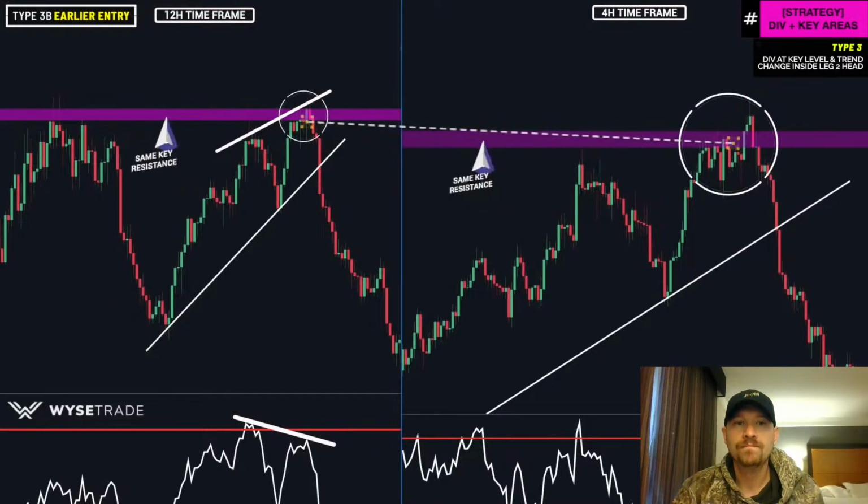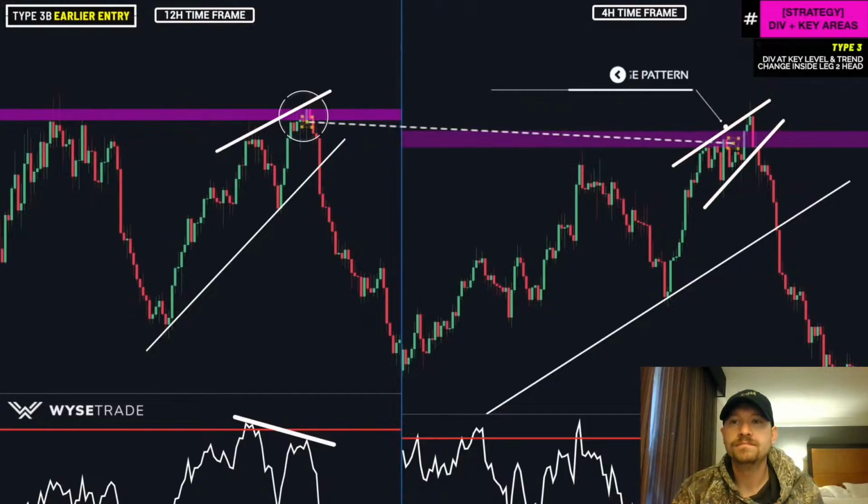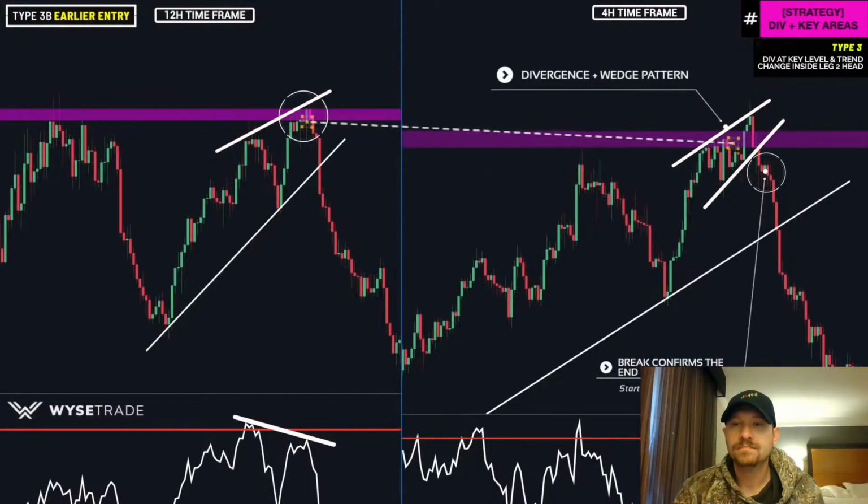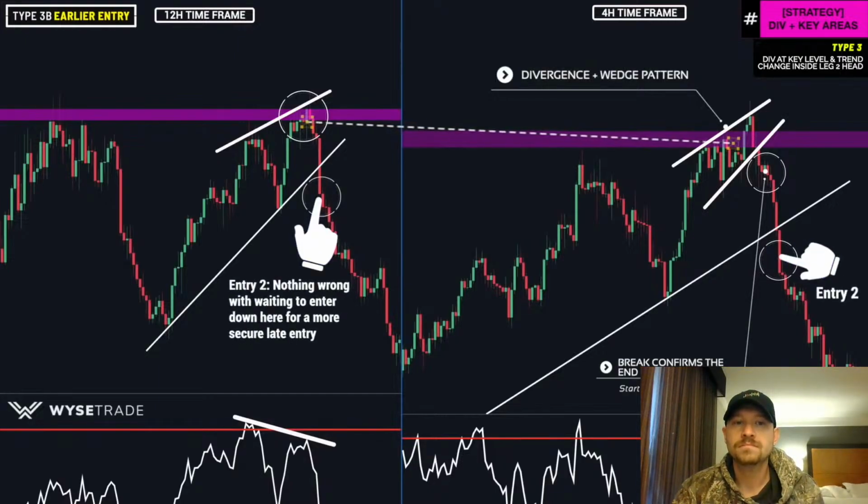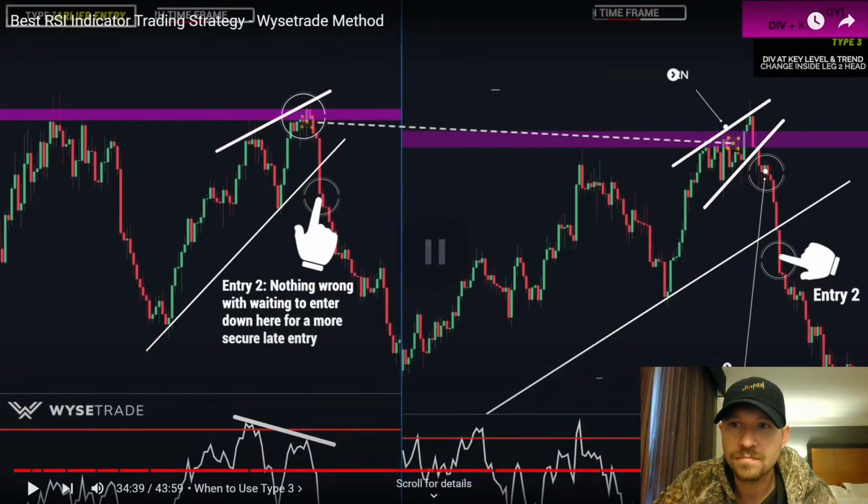Now on this time frame, you had a wedge pattern that is also divergence. And then once you had your break, this confirmed the end of the leg 2 head of the wider divergence. Then you can get in with an earlier entry here. But for more secure traders, you can still wait for the larger trend line break and enter down here. Again, it all comes down to your style and how aggressive you want to take it.